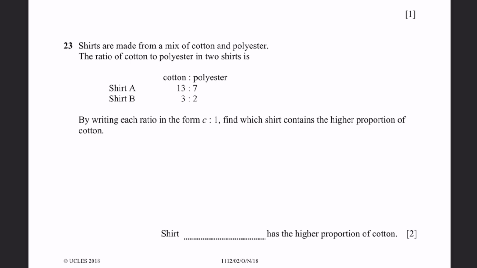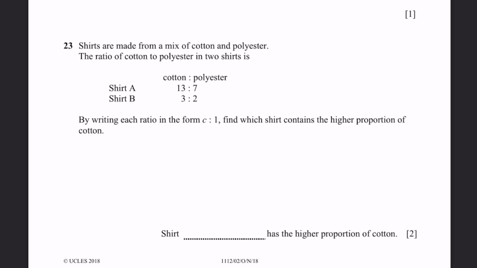Question 23. Shirts are made from a mix of cotton and polyester. The ratio of cotton to polyester in shirt A is 13:7, and in shirt B is 3:2. Writing each ratio in the form C:1, find which shirt contains the higher proportion of cotton.